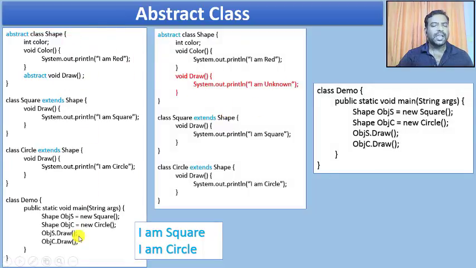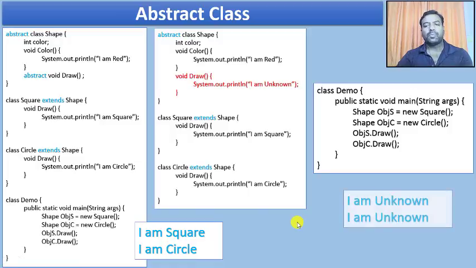So now just look at this. When I am going to have this as the program, I have modified it so that I am just going to have void draw and I am going to have a body for this function now. The same program, I am going to have a body for the draw function in the superclass, a body for the draw function in the subclass, as well as in this subclass. So now the same statement, I have not changed anything in the main function. So now when I execute, what is the output I am going to get? I am going to get the output as I am unknown and I am unknown.